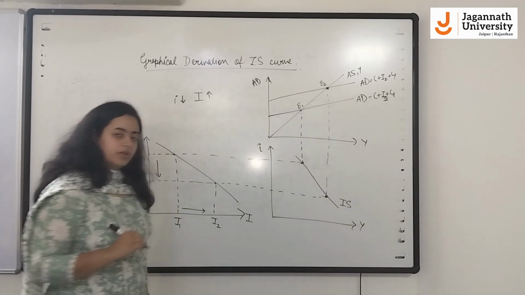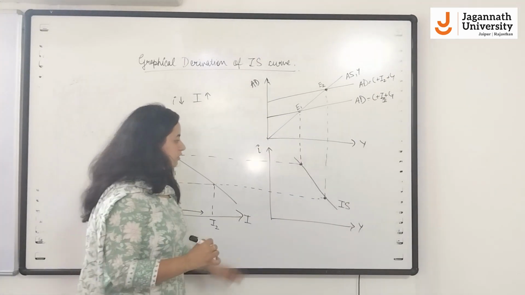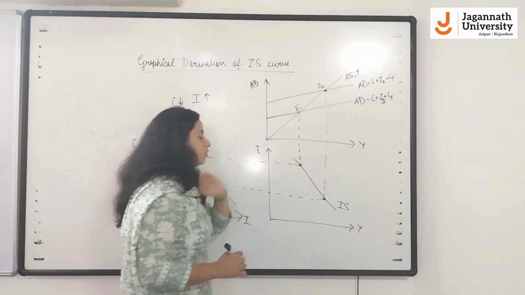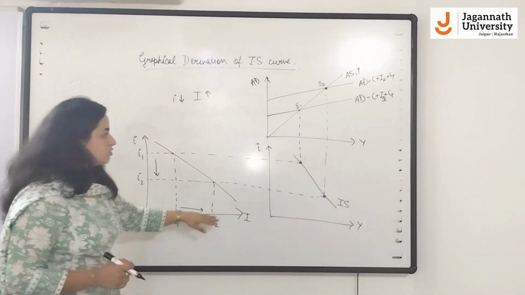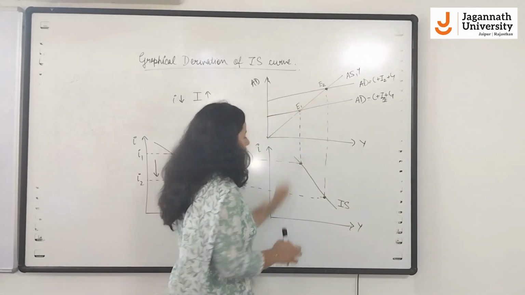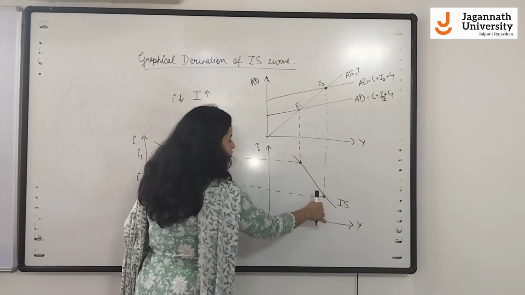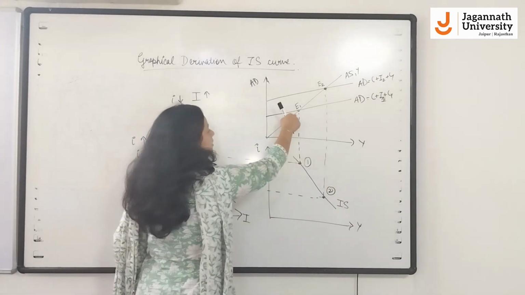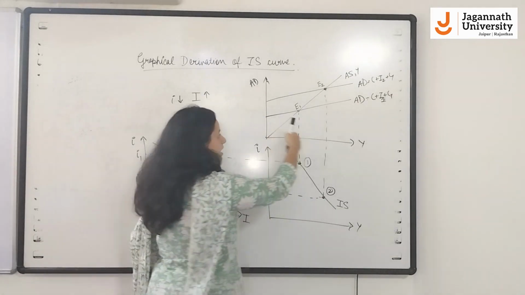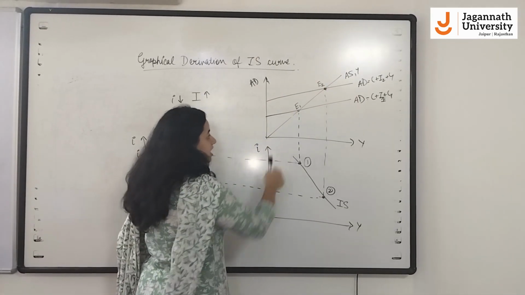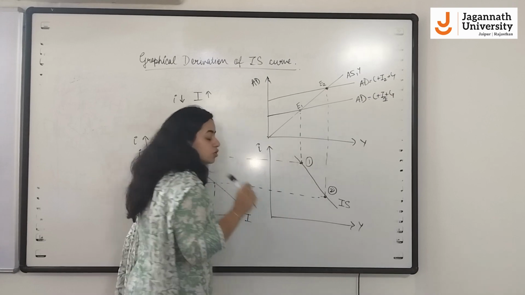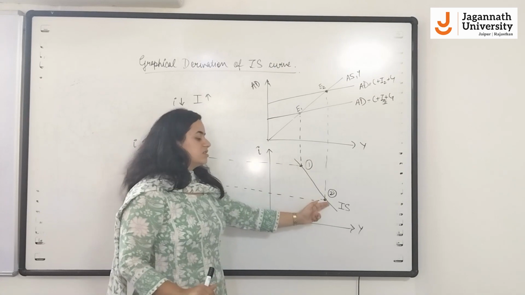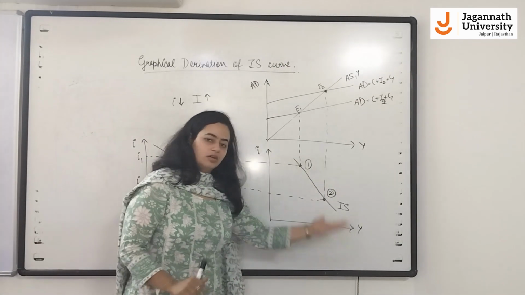It is a set of points showing different combinations of the interest rate and income where the goods market is in equilibrium. Can you see that the goods market is in equilibrium? At both these points that I have just joined, point 1 and point 2, correspond to the equilibrium points of the goods market. Goods market is represented by the ADAS and the goods market is in equilibrium. So combinations of interest rate and income where the goods market is in equilibrium is called the IS curve.